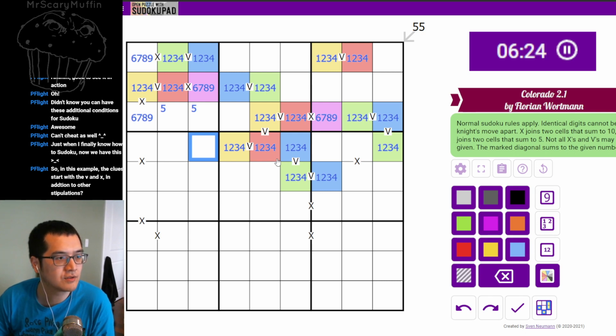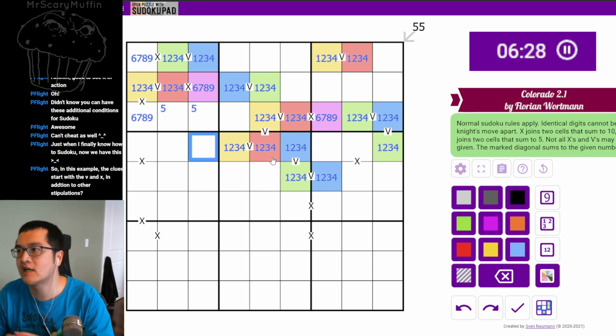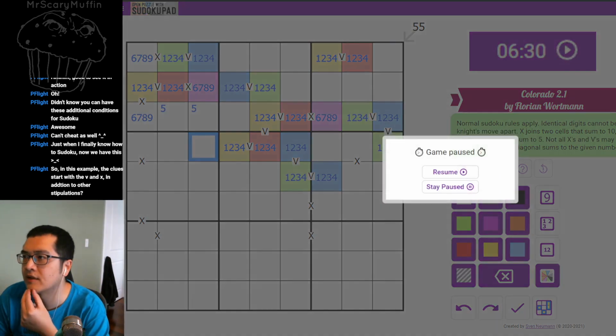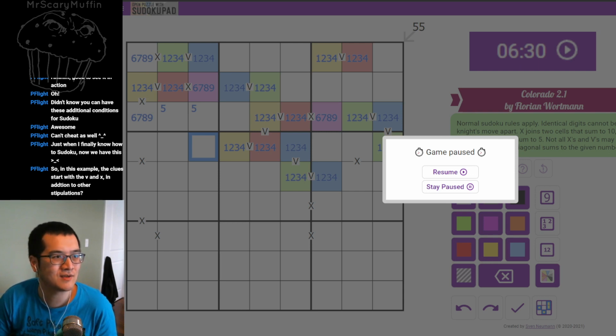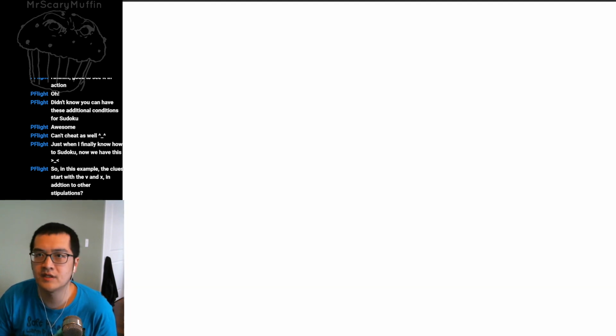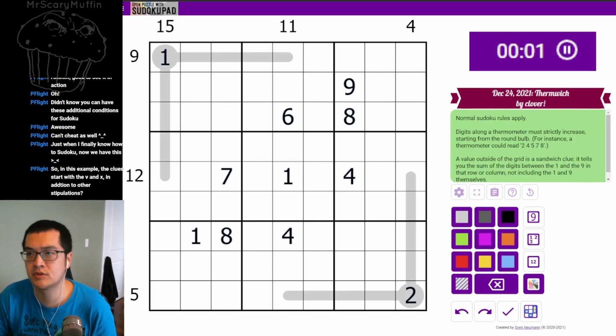So in this example, the colors start with V and X in addition to other stipulations. Yeah, there's going to be a lot of different ones. Actually, I'm going to pause this one here, just because I feel like we might be getting stuck soon. We can skip straight to, let's try to do the daily here. I do one every day. They come up with a new one every day. And I believe this is the one. These ones are generally accessible, and these ones are super easy.